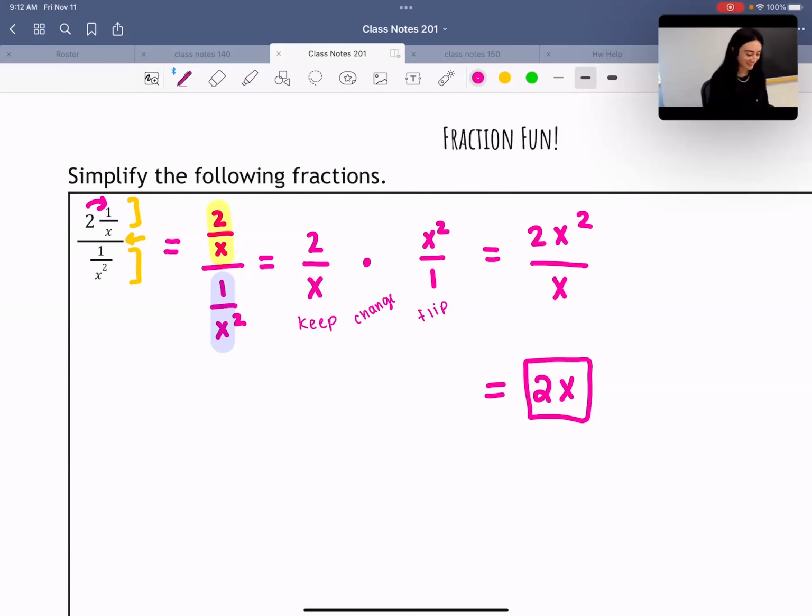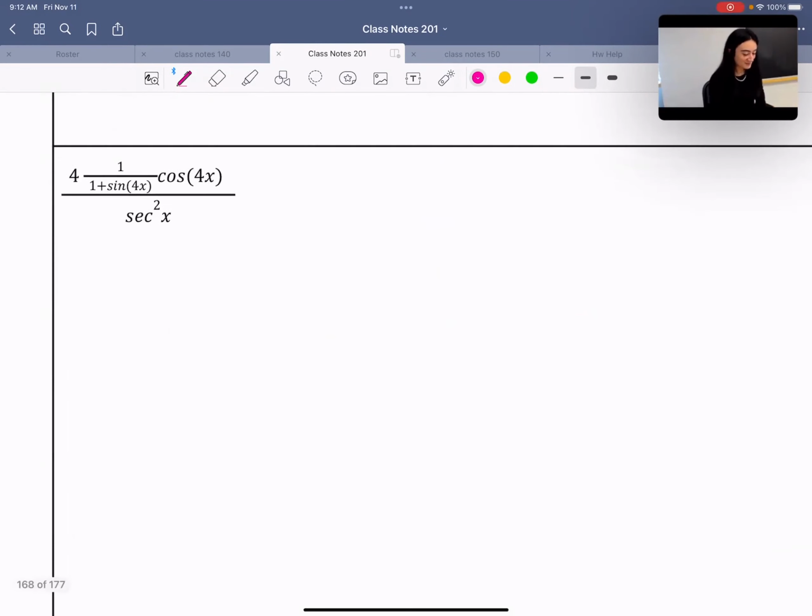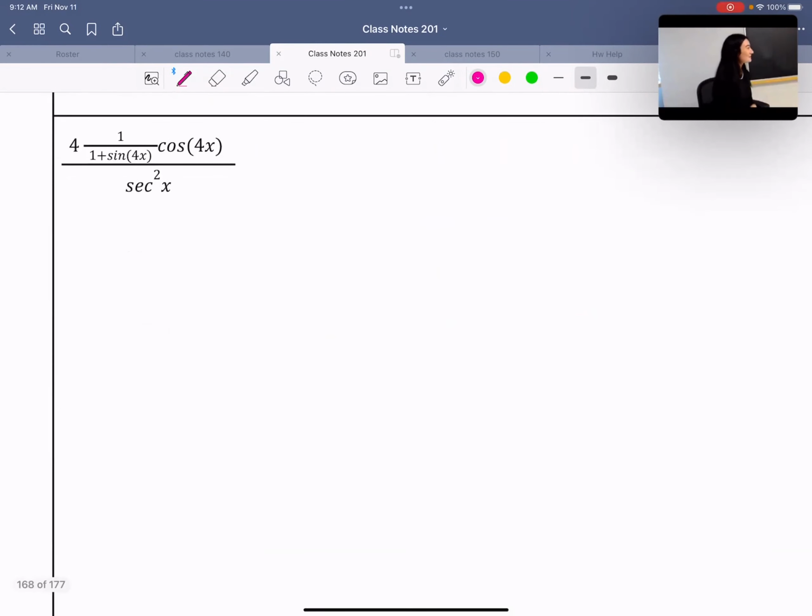All right, so this one looks really scary, right? It has a lot of stuff going on, and you're probably wondering how in the world do I do this? First of all, I didn't mean for you to use any trig identities here. If you try to use a trig identity, that's fine, but I really didn't mean for you to do that. So let's just simplify the fraction itself and not think about the identities.